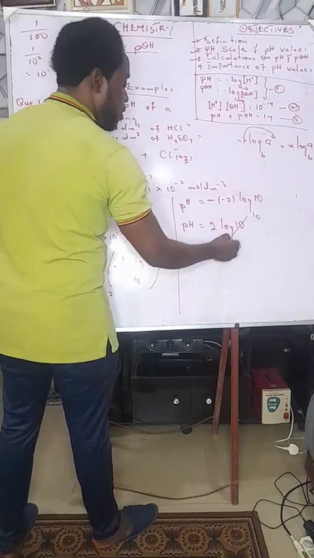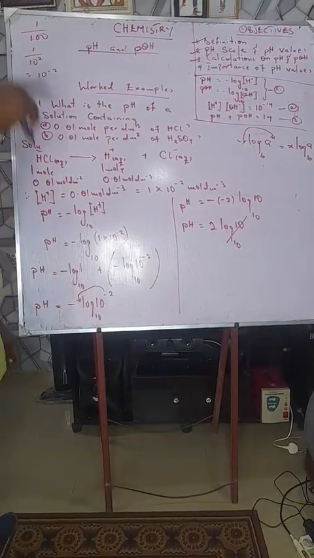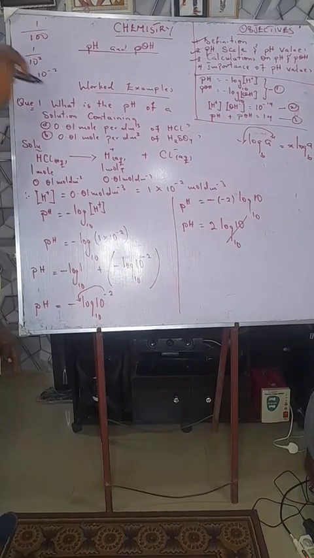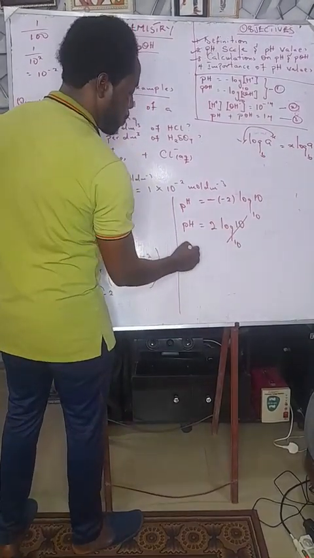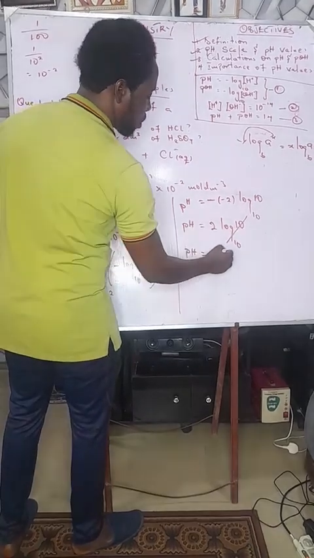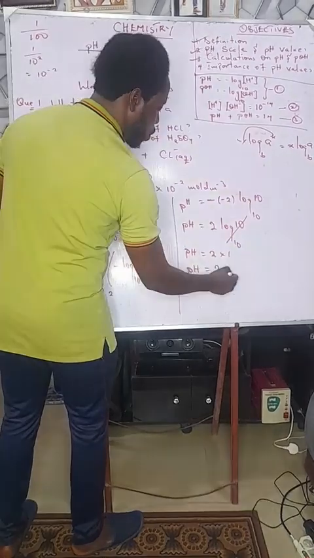Log 10 base 10 will give you 1. If you press log 10, it will give you 1. Log 1 is 0. Log 10 is 1. So it will give you 1. So that 2 times 1 will give you, your pH now equals 2 times 1. Then your pH is equal to 2.